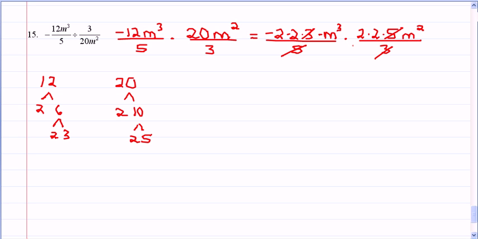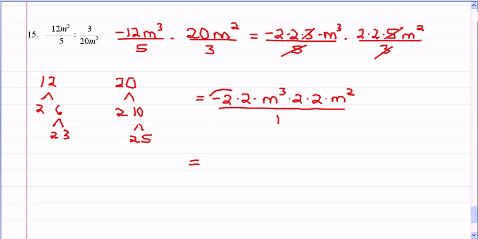The 2's do not cancel because they're horizontal to each other. They have to be diagonal or vertical. And we're left with negative 2 times 2 times m cubed times 2 times 2 times m squared. And there's nothing left in the denominator, so it's just over 1. And if I multiply all of the 2's together, I have negative 2 times 2 is 4, times another 2 is 8, times another 2 is 16, but it's negative, so negative 16.